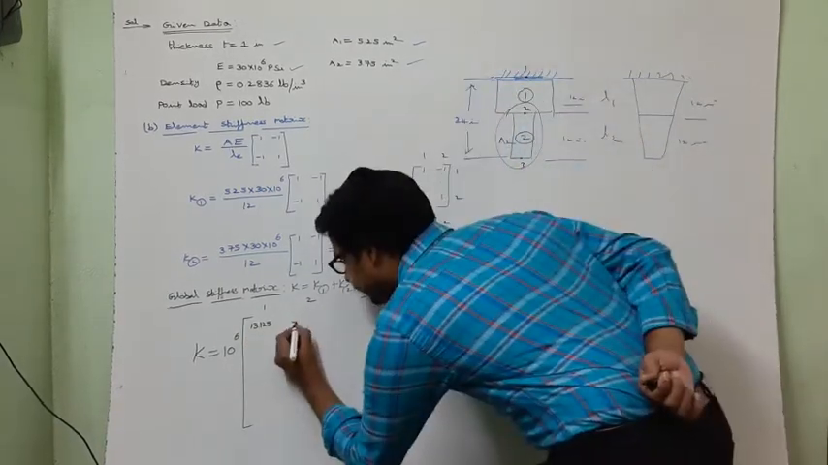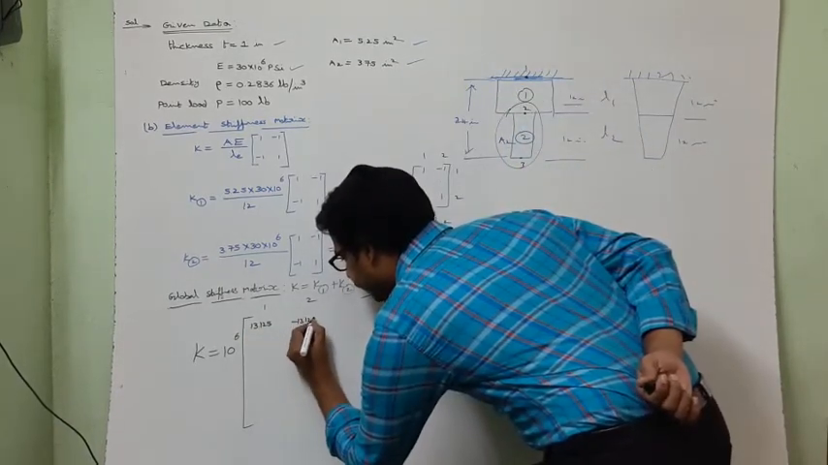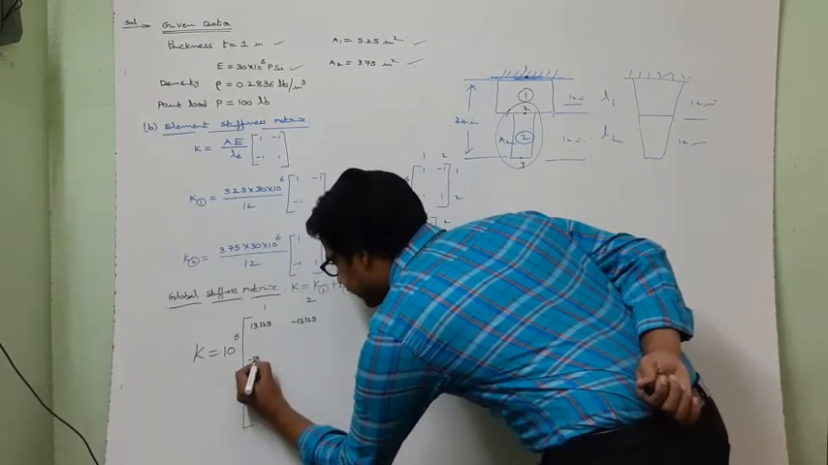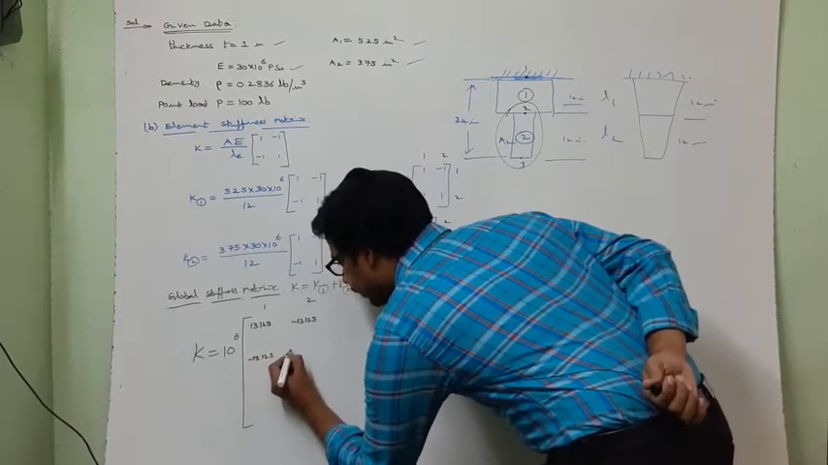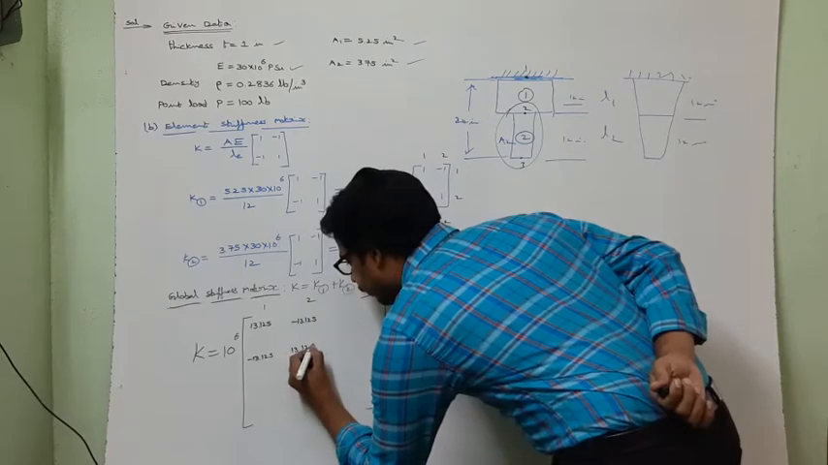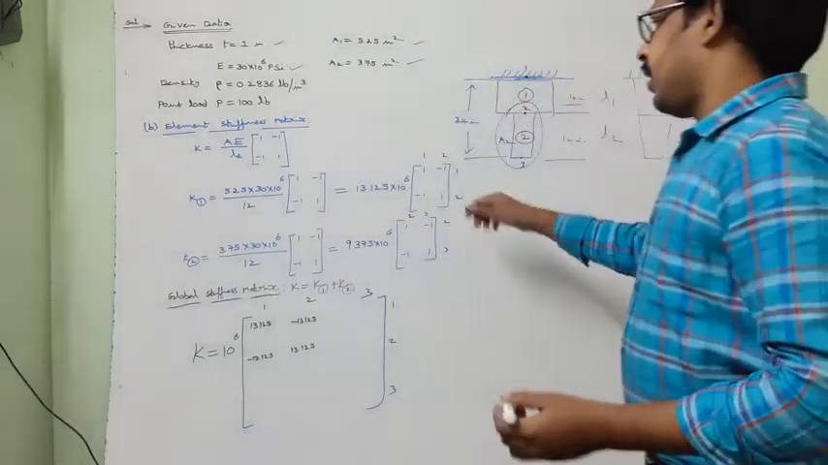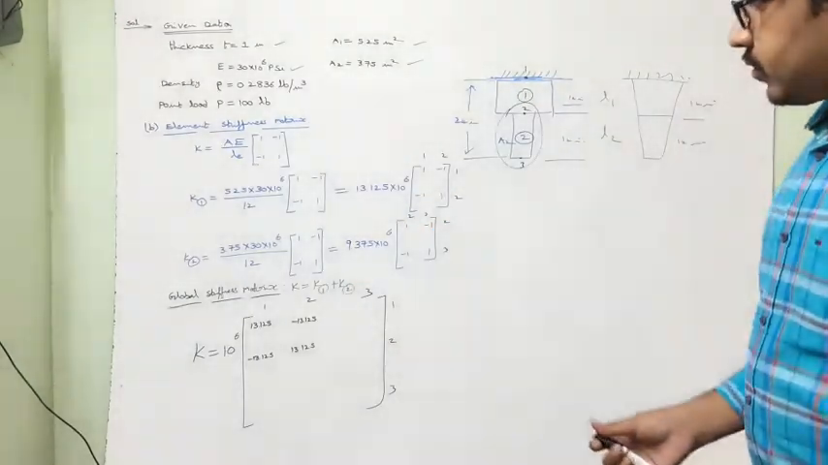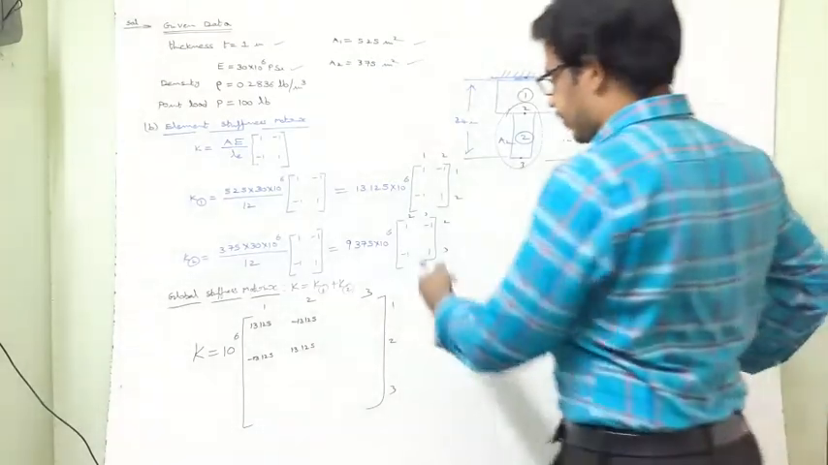and minus 13.125, and minus 13.125 and 13.125. This is the first element matrix. So coming to the second element matrix, here nodes 2, 3.